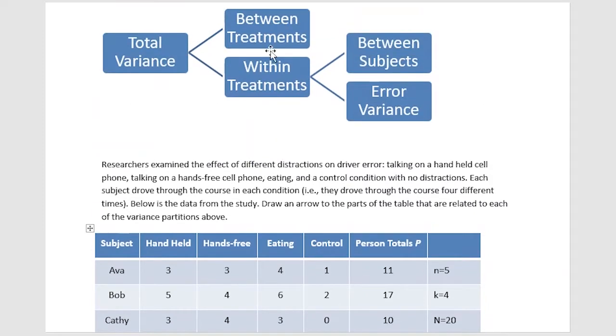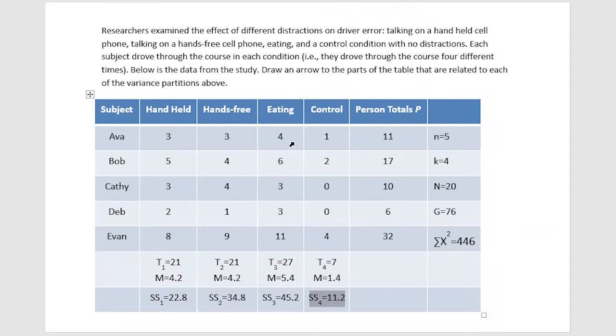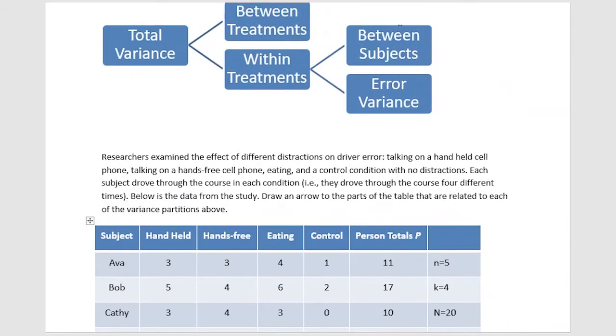And then the between subjects. The between subjects is what we call these person totals here. So you'll notice as Ava drove, she made 3 errors in this condition, 3 in the hands-free condition, 4 in the eating, and 1 in the control condition. That adds up to be 11 errors total. Whereas Evan, you'll see, is probably somebody you don't want to drive with no matter what. Even in the control condition, there are still a lot of errors. You add those up to be 32. So this right here is the area for the between subjects variability.